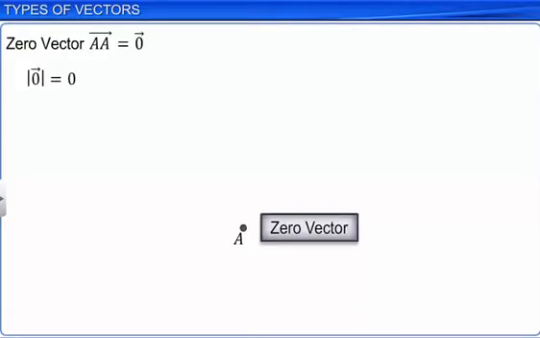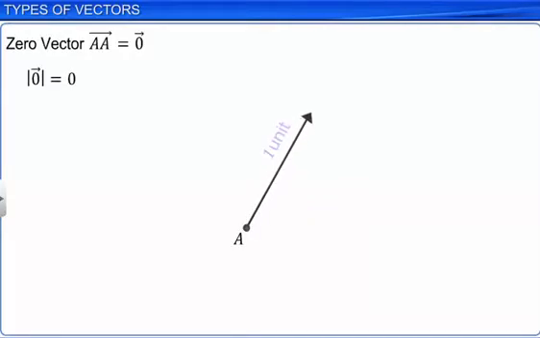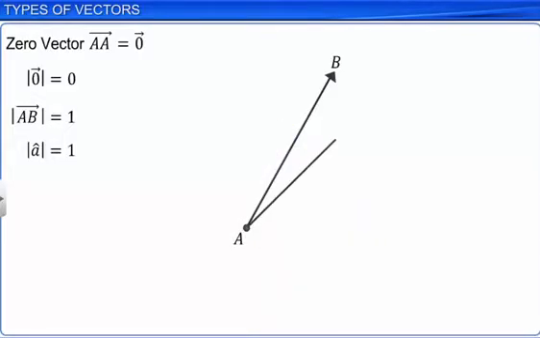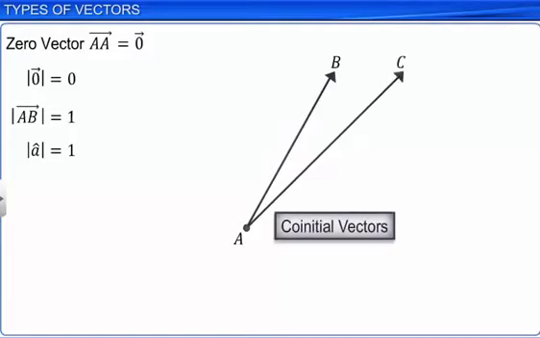Since the length of the line segment forming a zero vector is nil, the magnitude of a zero vector is 0. A zero vector has no fixed direction. A vector whose magnitude is 1 is called a unit vector. A unit vector is represented as shown. Two or more vectors having the same initial point are called co-initial vectors. Here vectors AB and AC have the same initial point A, and thus are co-initial vectors.